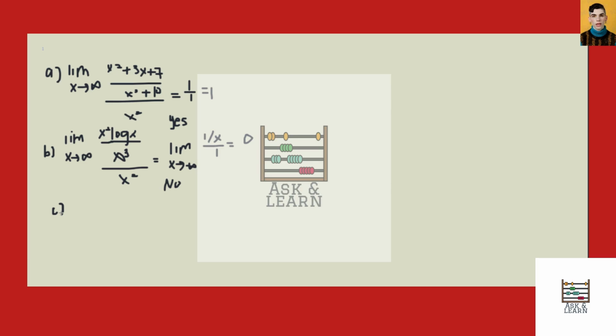For C, we're going to determine the limit again of the ratio. So limit as x approaches positive infinity for x to the fourth plus log of 3x to the eighth plus 7 over x squared plus 17x plus 3, squared. We're going to divide the numerator and denominator by x to the fourth.